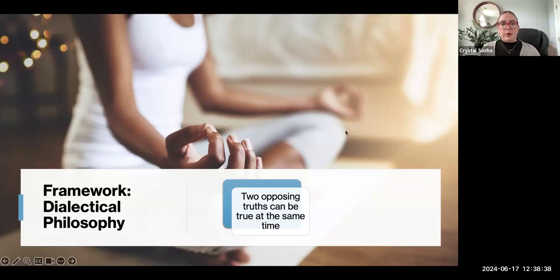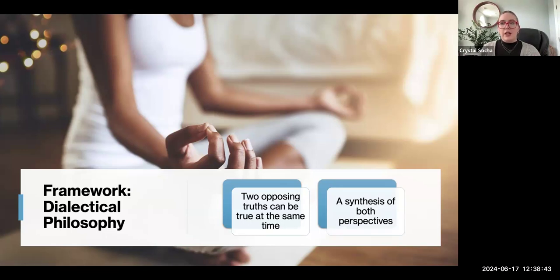So again, two opposing truths can be true at the same time, and it really is this synthesis of both perspectives. And it can be quite difficult to get there, but keeping that in mind that it's instead of either or, it's both and.